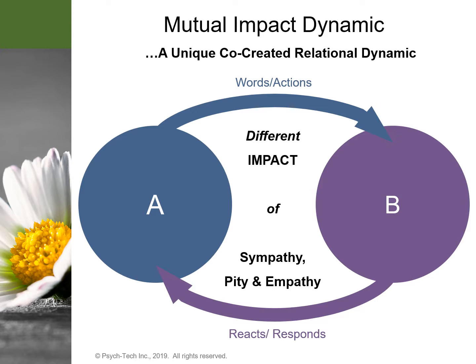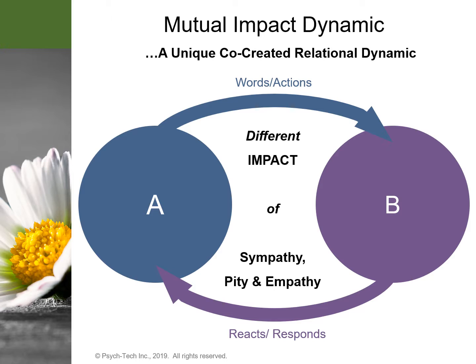Now, let's take a closer look at the prosocial cousins, sympathy, pity, and empathy, and explore how they are different. They're different in two fundamental ways. First, from the giver's perspective, and second, in terms of the impact on the target or the recipient. To illustrate this, let's look at a diagram. We call it the mutual impact dynamic.